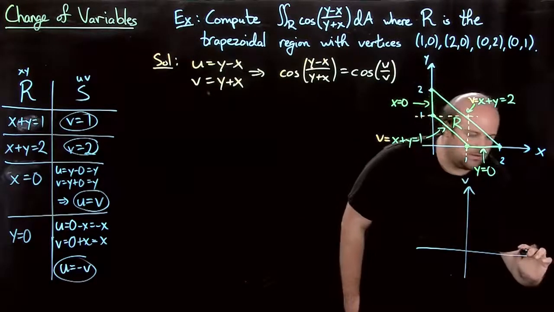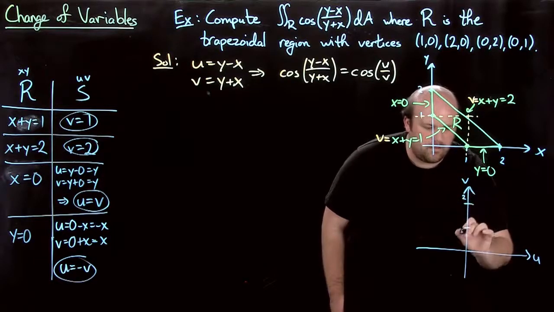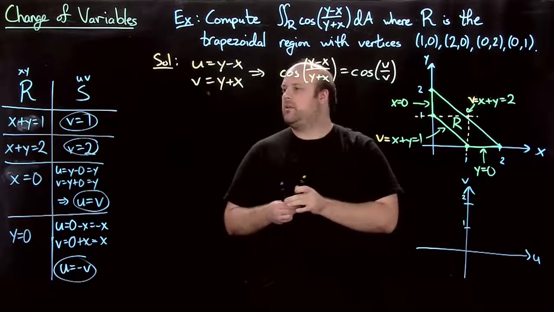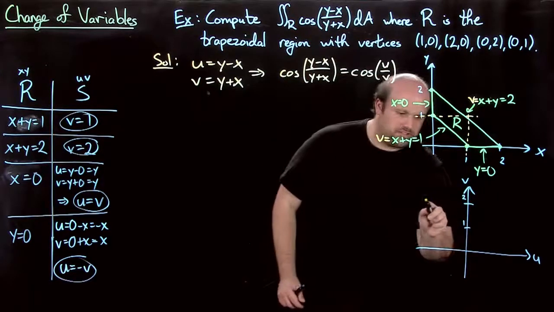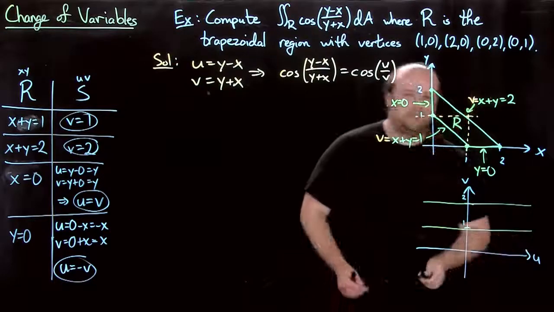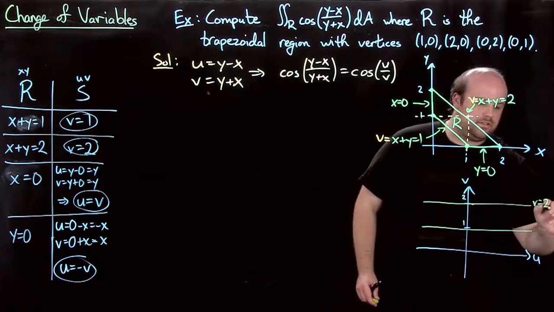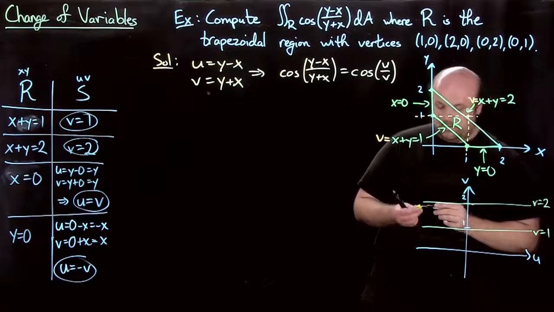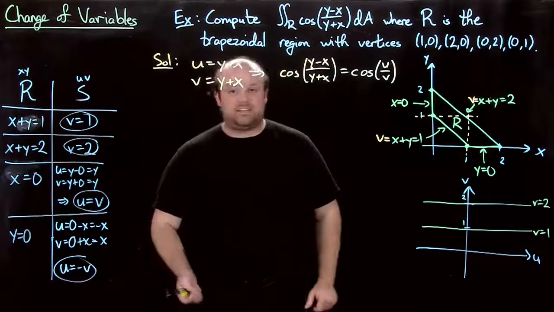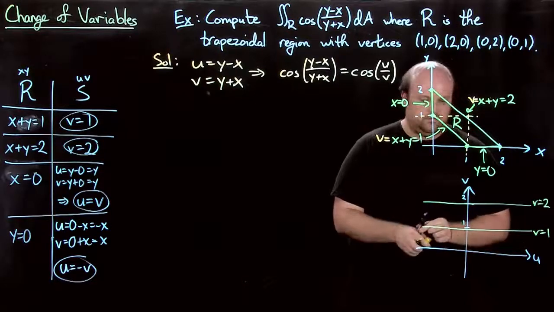Here's V. Here's U. Let's say this is 2 and 1. Then V equals 1 and V equals 2 are these horizontal lines, right? So V equals 2, V equals 1, right? And then we have the diagonal and the anti-diagonal. Well, okay, that's still not too hard to do.